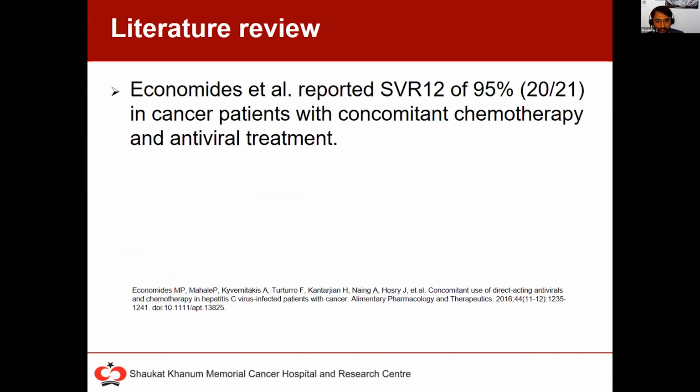In literature, Economides and colleagues reported SVR of 95% in cancer patients with concomitant chemotherapy and antiviral therapy. This study was published in 2016, and there were a total of 21 patients, and out of these, 20 patients achieved SVR.